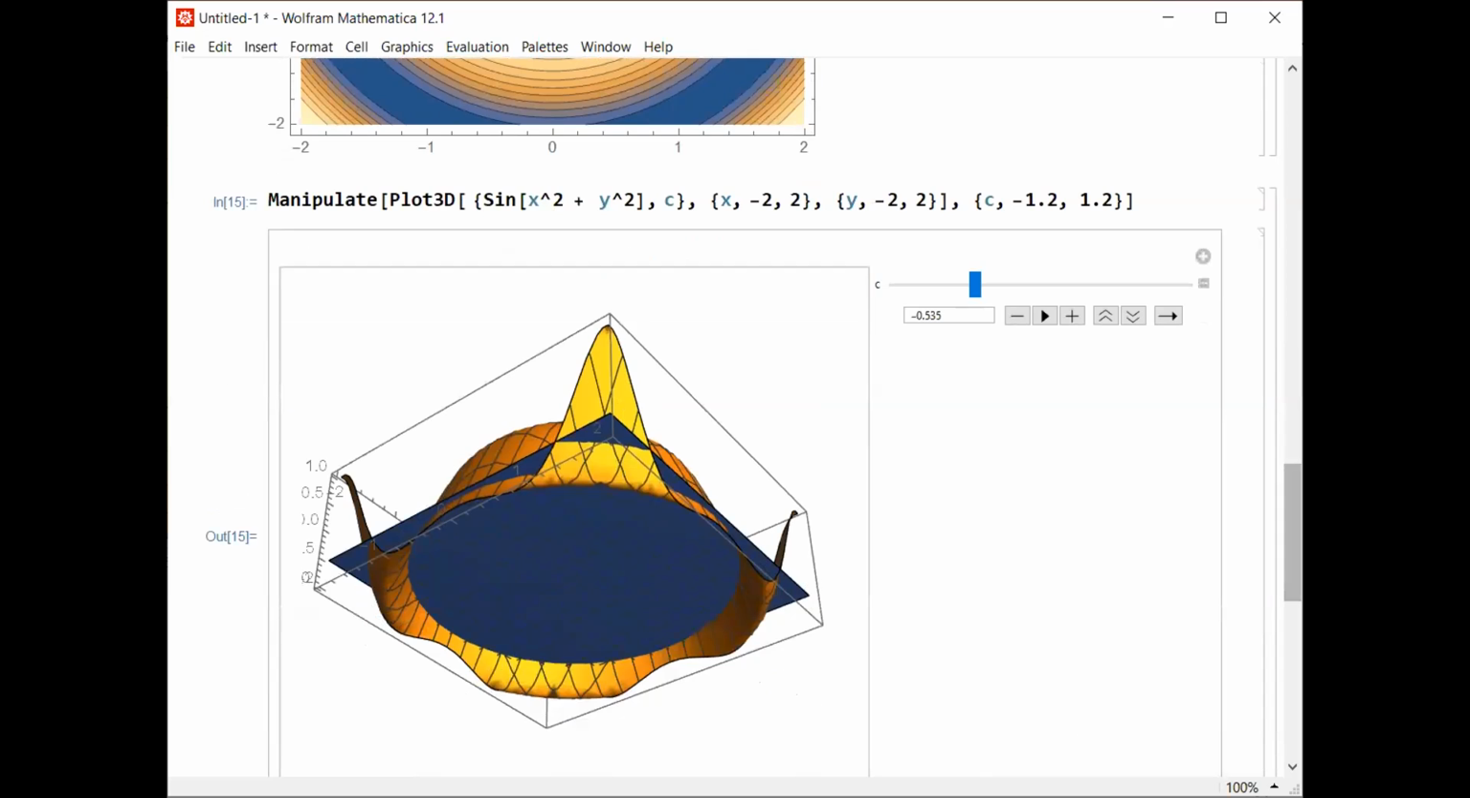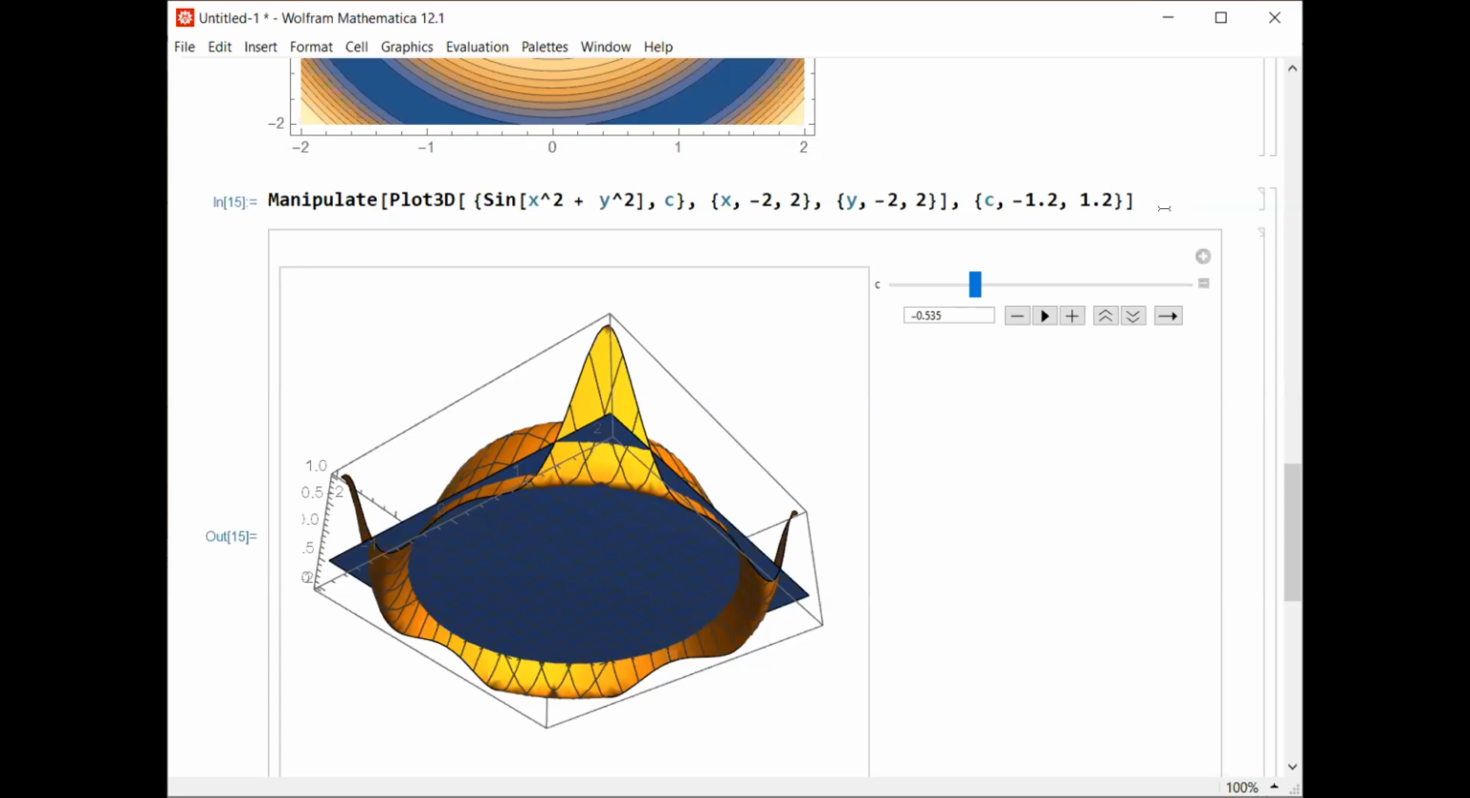And so what I'm doing here is I am plotting. So Plot3D, surprise, surprise, does a three-dimensional plot. And I'm having it plot two functions. I'm having it plot my function sine of x squared plus y squared, and I'm also having it plot the function c. C is a constant. And I'm using this beautiful command in Mathematica called Manipulate. And outside, I'm having c range from -1.2 to 1.2.